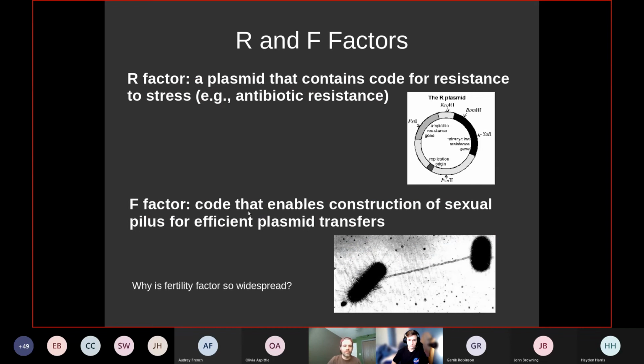And then the F factor is the fertility factor. And that's the instructions to make this pilus, this little tube. Okay. What's the point of the F factor?